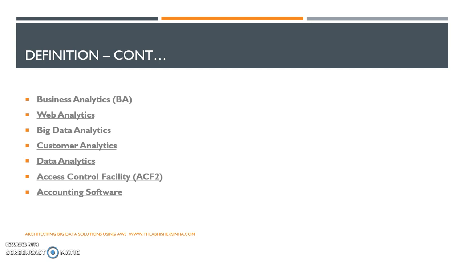And last but not the least is accounting software. In any of the organizations we come across various accounting software. So the data, the logs, and lots of things that you can do with the accounting software, you can do some number crunching, some data crunching, and come up with a sustainable model. So these are the types of data analytics that we can have in an enterprise level organization.